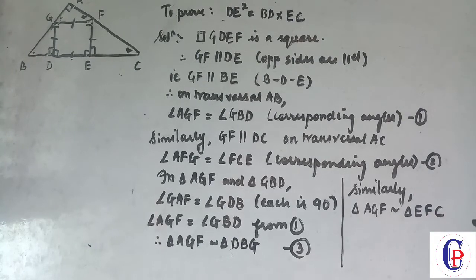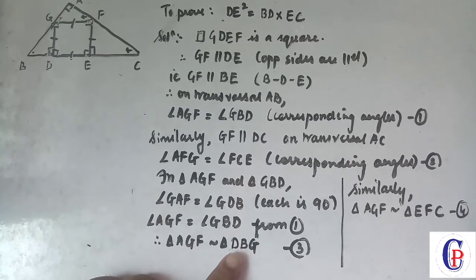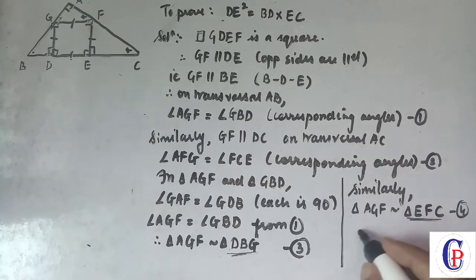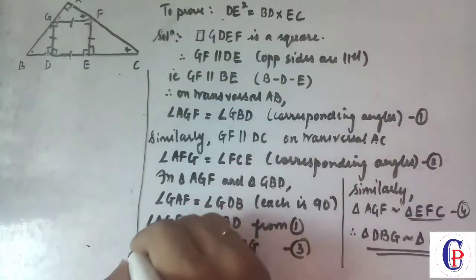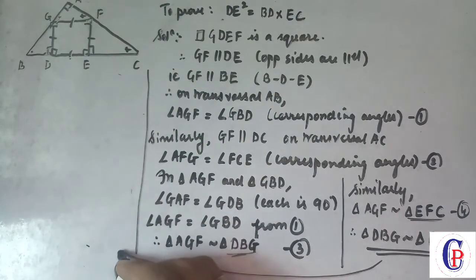So you can see here from 3 and 4 that AGF is similar to DBG, also AGF is similar to EFC. It means that these two triangles are also similar. So therefore triangle DBG is similar to triangle EFC. Now I will write it here on this side. Please move here.